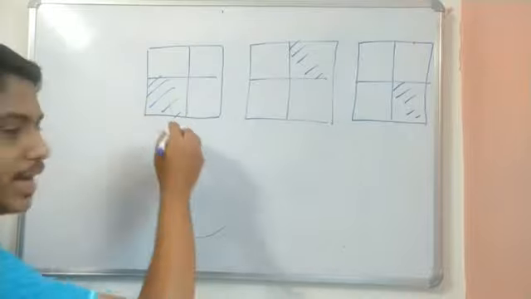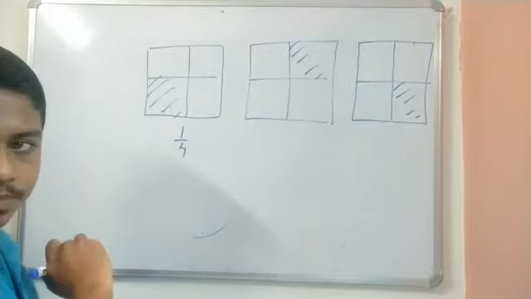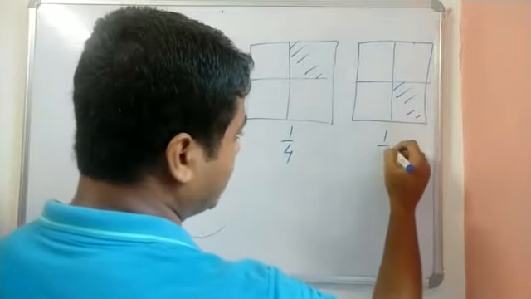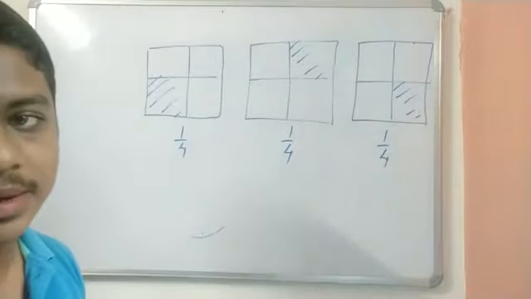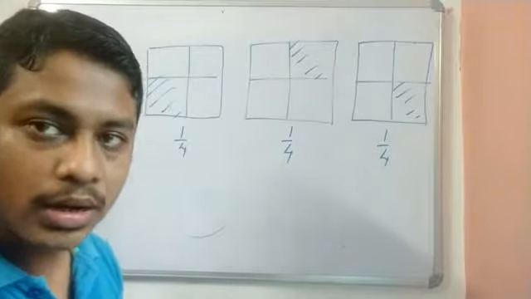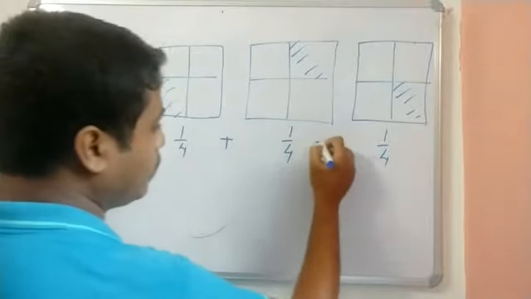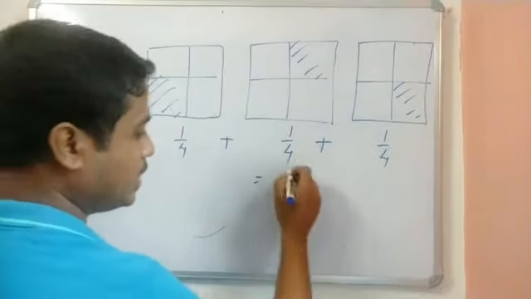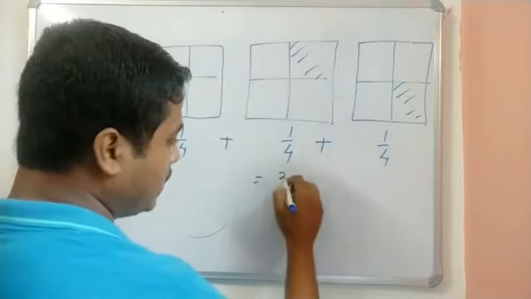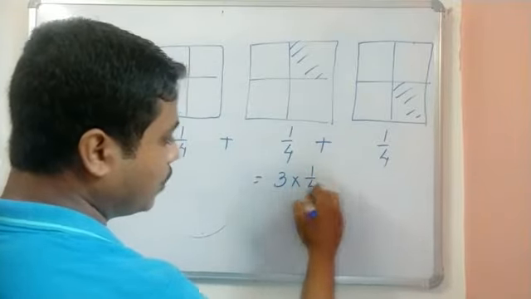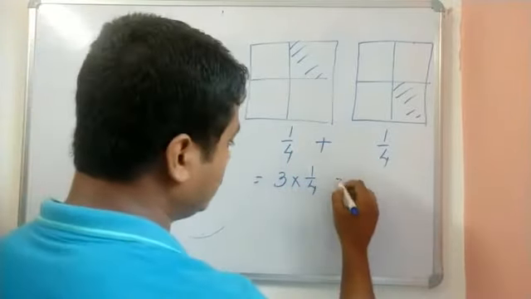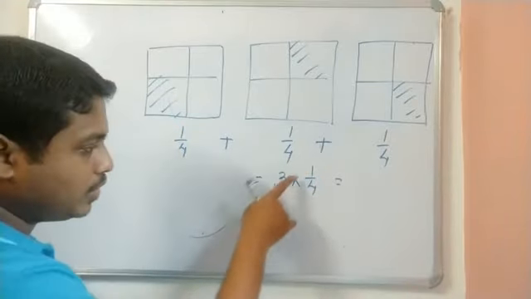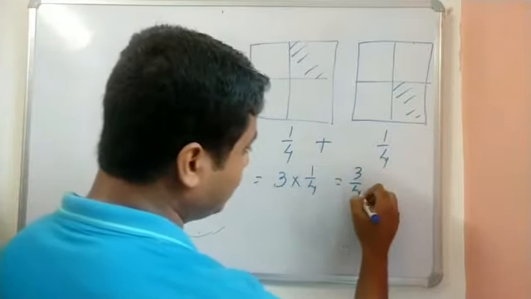So what can I write? For this I can write 1 by 4, for this 1 by 4, and for this 1 by 4, because one part is shaded. So how will you get the total? It will be 1 by 4 plus 1 by 4 plus 1 by 4. Since 3 squares are there, it will be 3 into 1 by 4. Multiply with the numerator. The numerator is 1, so 3 into 1 is 3. So it will be 3 by 4.